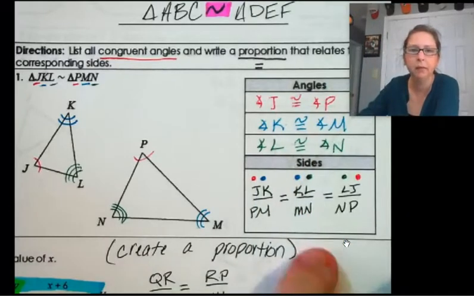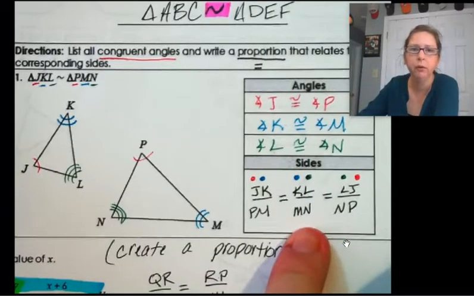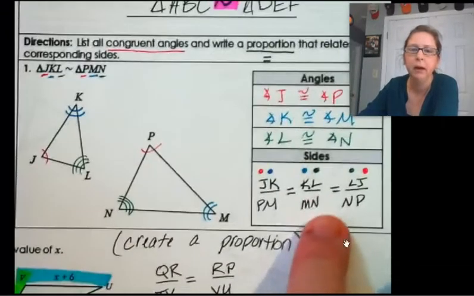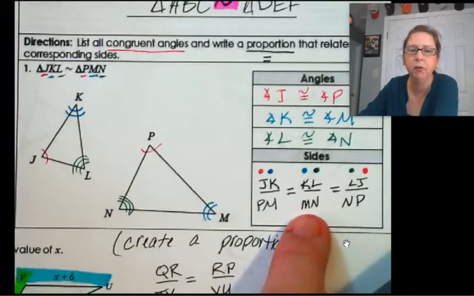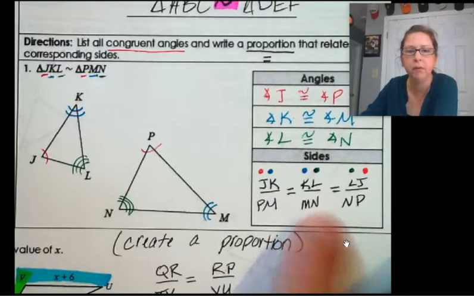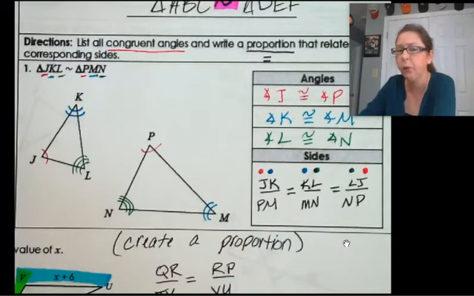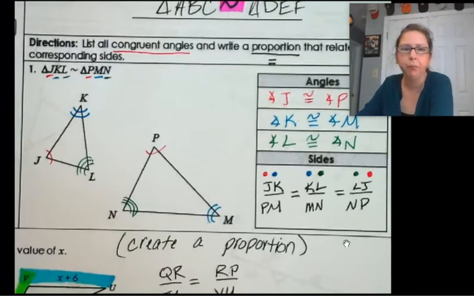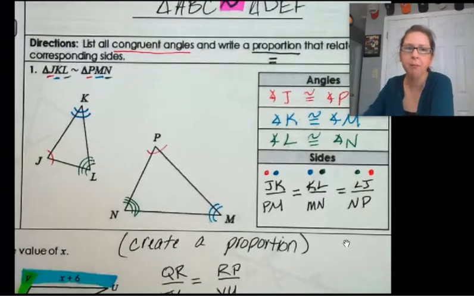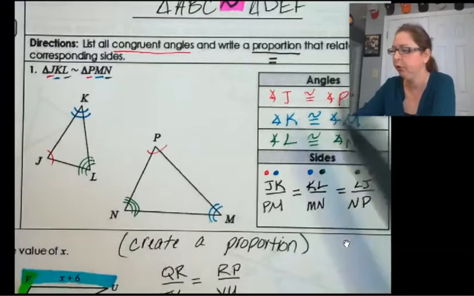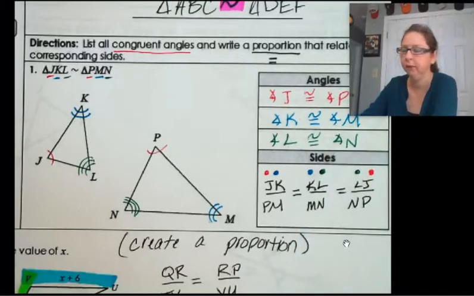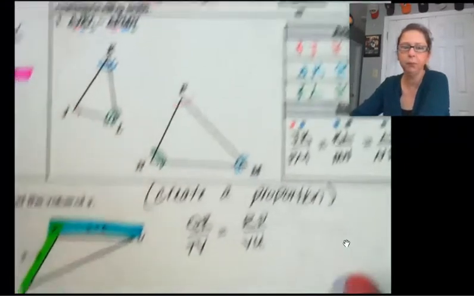And that is my proportion, okay? That relates all three sides of my triangle. And that's what we're going to be writing to solve problems today, are proportions like this. Three-way proportions. Alrighty. So now that we have a basic understanding of congruent angles and proportional sides, let's look at an example.